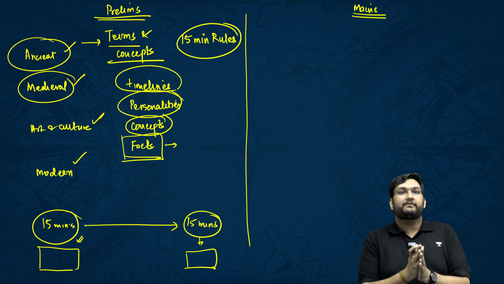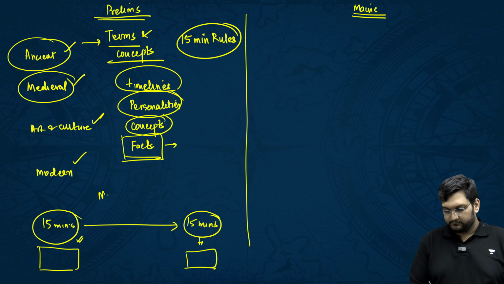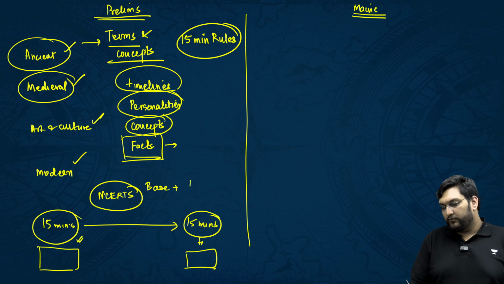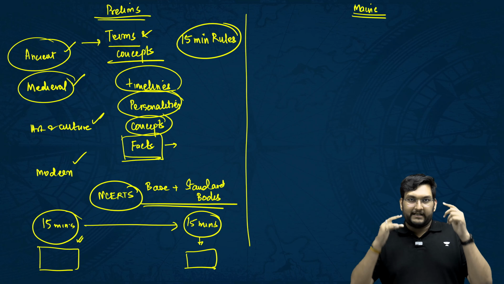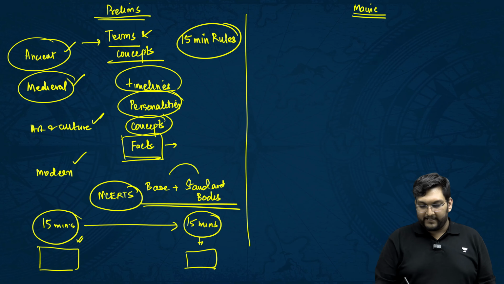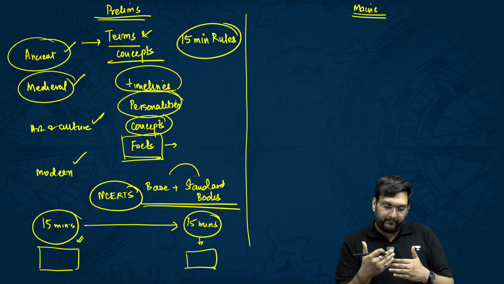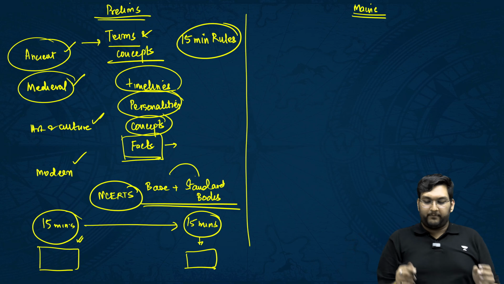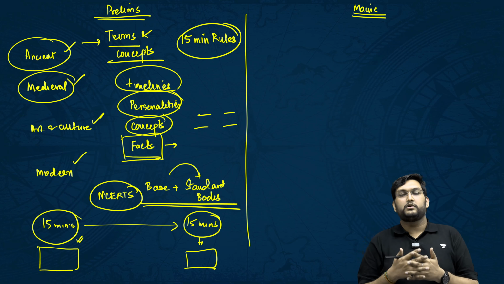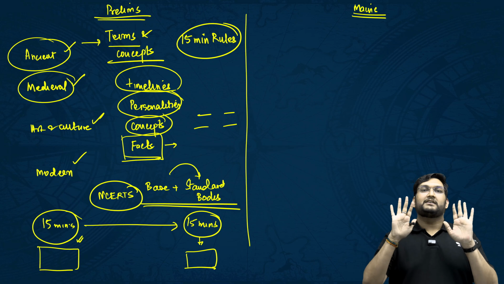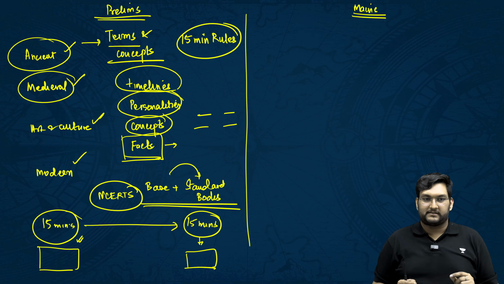So, start with the NCERTs. That will create the base, and then move to the standard books. This is the way you cover it. Go to the NCERT, develop an understanding, then go to the standard book, take the understanding further, keep on underlining and marking all the facts, and if you can collate them, very good. If you can't, no issues. Just use the 15 minutes rule to learn the facts.